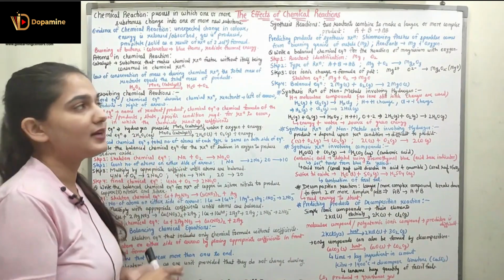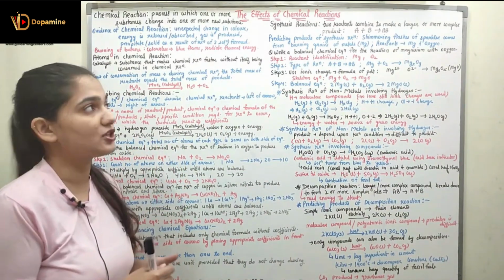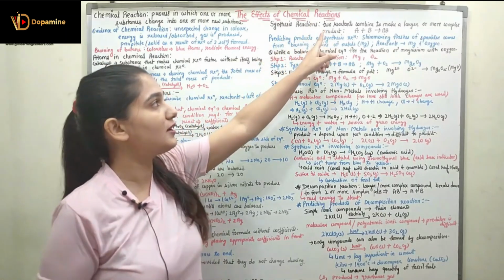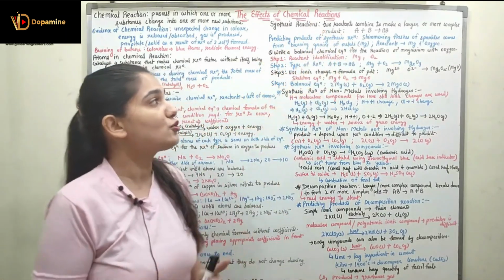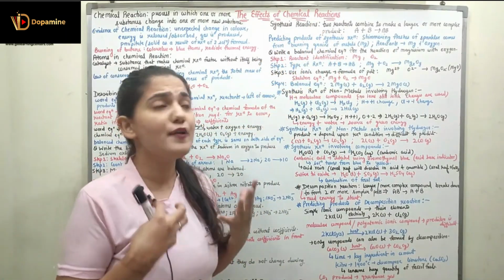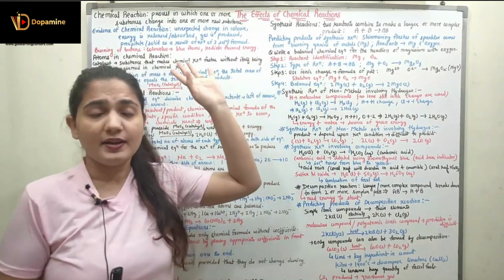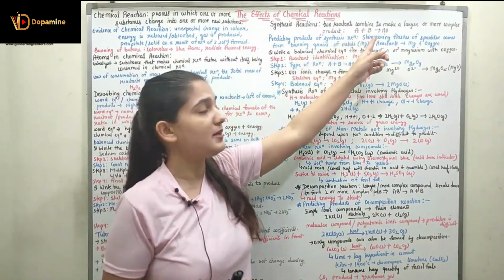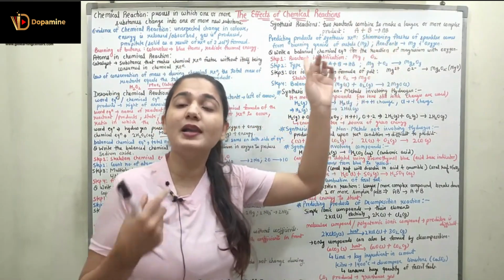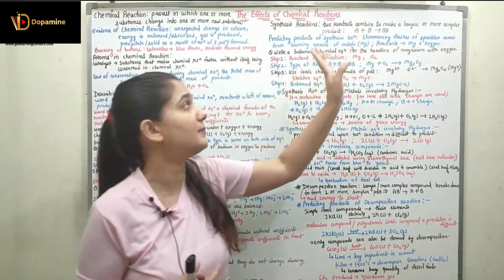Now coming to the next concept, which is a synthesis reaction. A synthesis reaction is a reaction where two reactants combine to make a larger or more complex product. So here we can have two reactants A and B which are going to combine to form a larger or more complex product like AB.